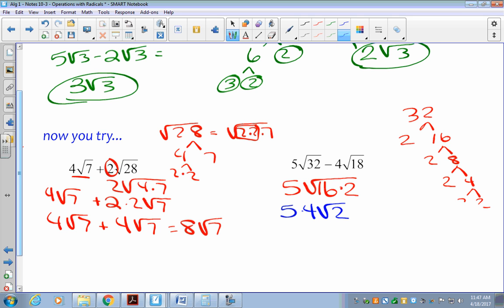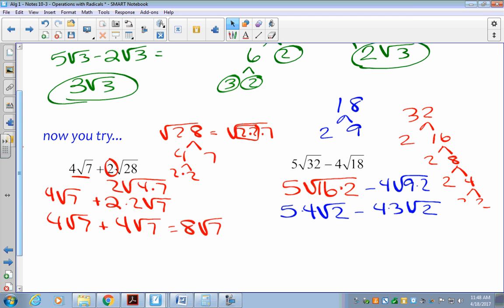What perfect square lives inside of 18? 18 is 2 times 9. Oh, 9 is our perfect square that lives inside of 18. So we're going to take the square root of that 9. It's going to become 3. And that 3 is going to multiply by the 4 that's out in front.